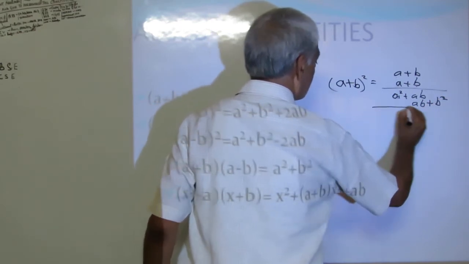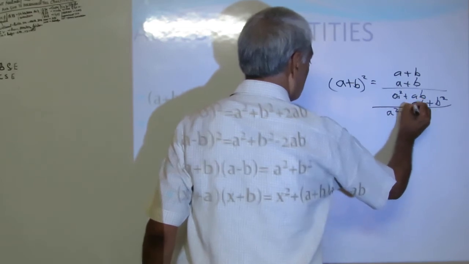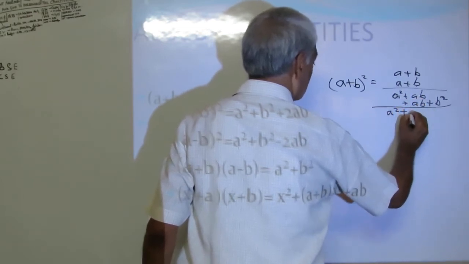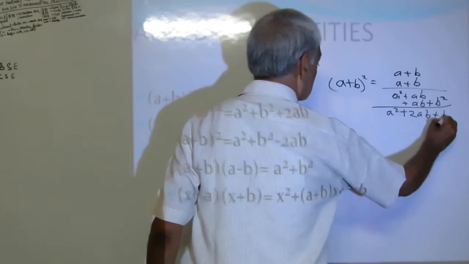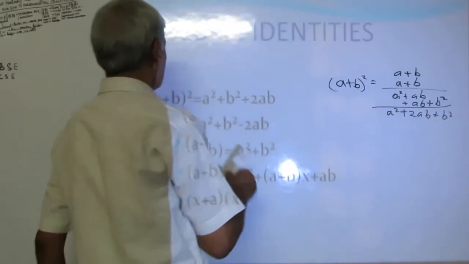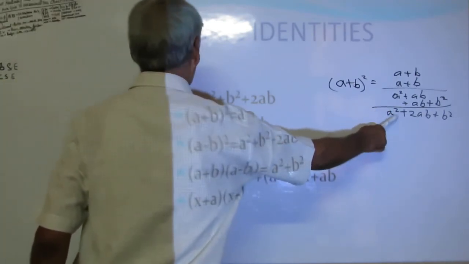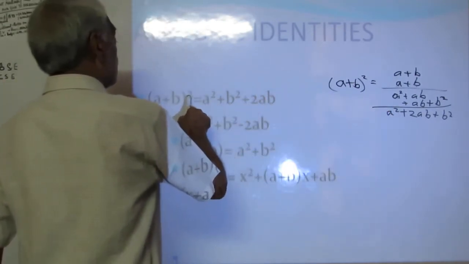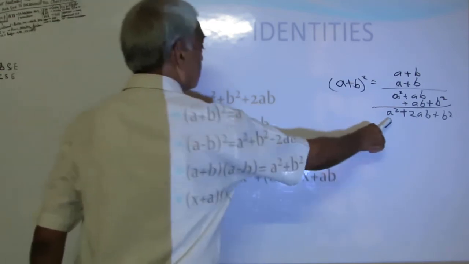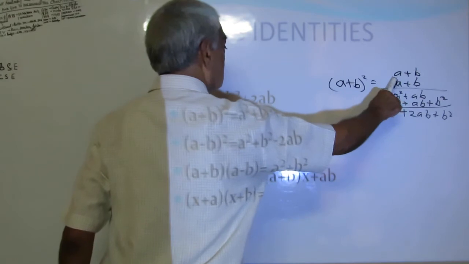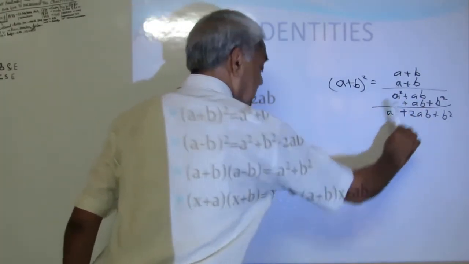Here we add the like terms. So it comes a square plus ab plus ab. These are the like terms. So it will be a square plus 2ab plus b square. So from here we conclude that a plus b whole square is equal to a square plus b square plus 2ab. Here we found that a plus b multiplied by a plus b is equal to a square plus 2ab plus b square.